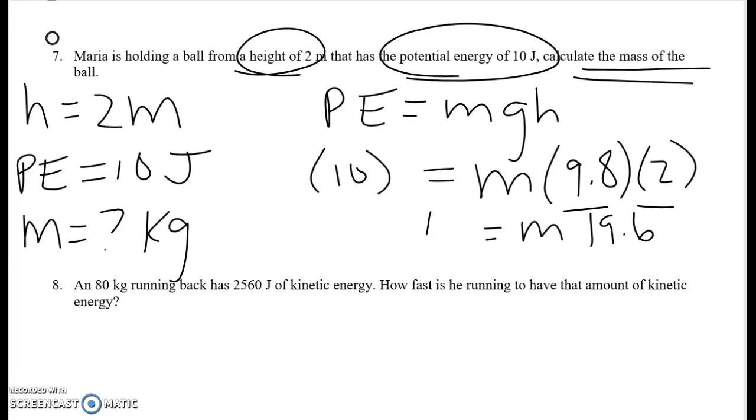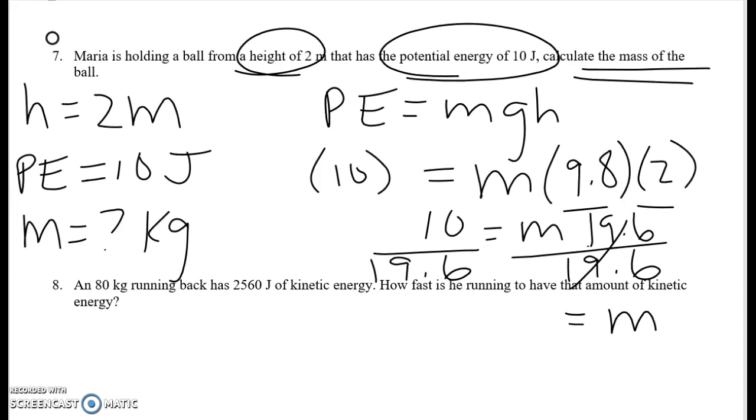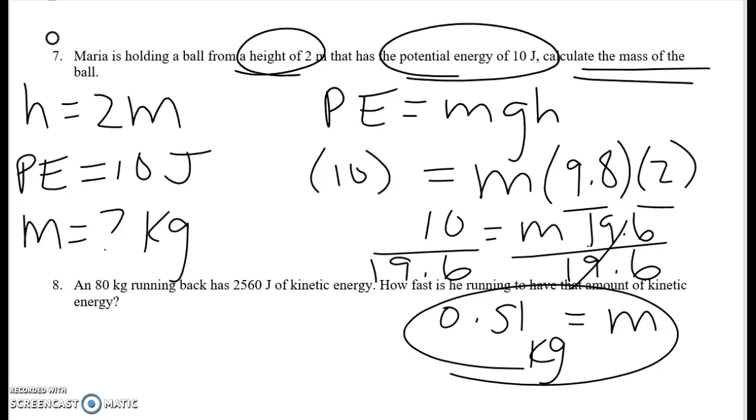m equals 10. The 19.6 is being multiplied by m, so I can divide both sides by 19.6. M is equal to 10 divided by 19.6 is 0.51 kilograms. So in this example, if I'm given height and PE, this is how I'm going to solve for mass.